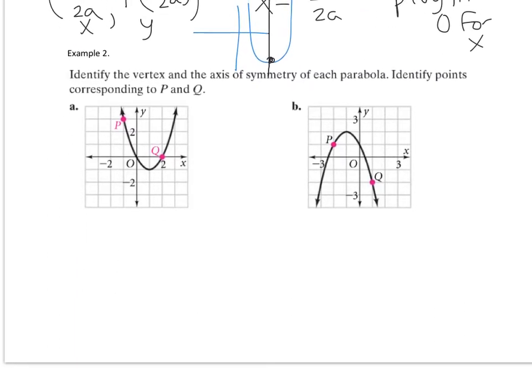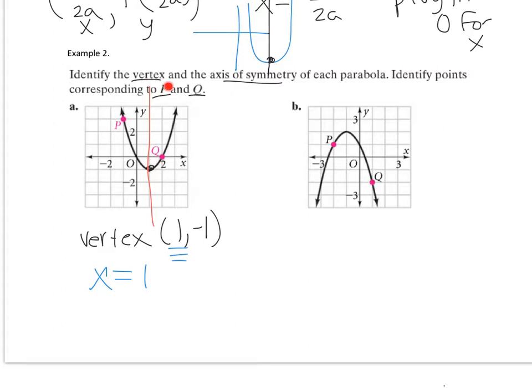Down here, identify the vertex and the axis of symmetry, and identify the points corresponding to P and Q. The vertex right here is a spot, and the scale is going up by 1, so the vertex is at (1, -1). So the axis of symmetry is going to be whatever the x value is, x equals 1.